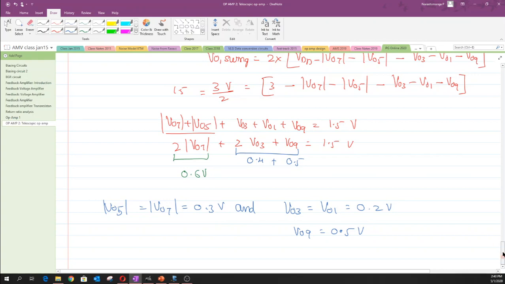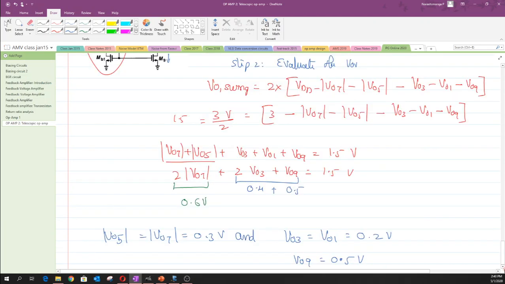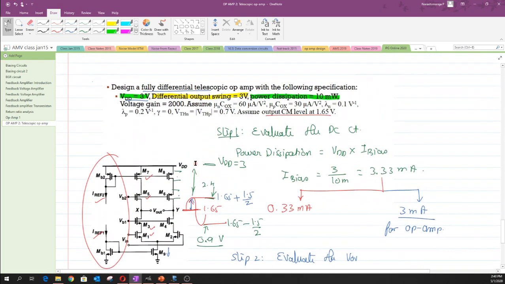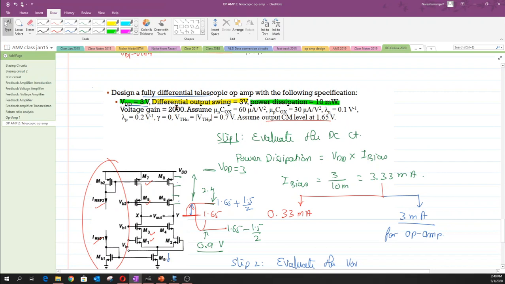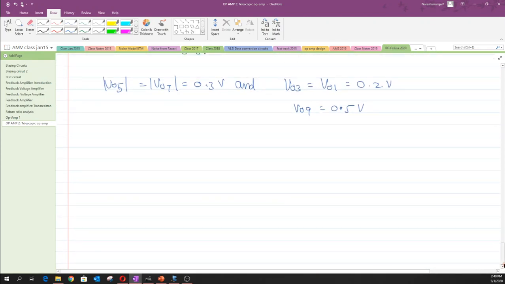Yeah. So the next thing is that we just have to calculate the W/L factors, and we also have to ensure that the gain that we are getting satisfies the gain requirement of 2000. So there are 2 more steps to be done in order to complete the design process. Let us move on to step number 3, which is the calculation of device dimension.